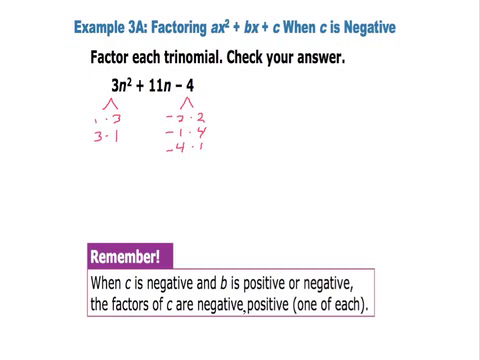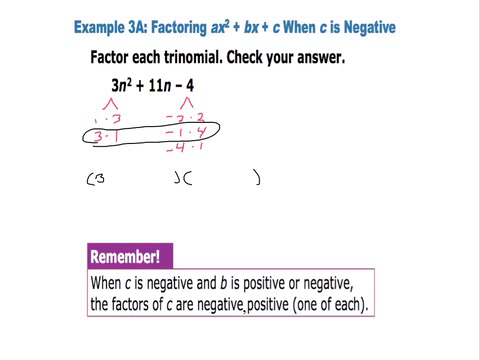Okay, so let's check that one out. 3 times 4 is 12. 1 times negative 1 is negative 1. So 12 minus 1 is 11. And now I have it. Okay, so let's go ahead and circle that. So there's the one that works. Okay, let's go ahead and put my parentheses there.